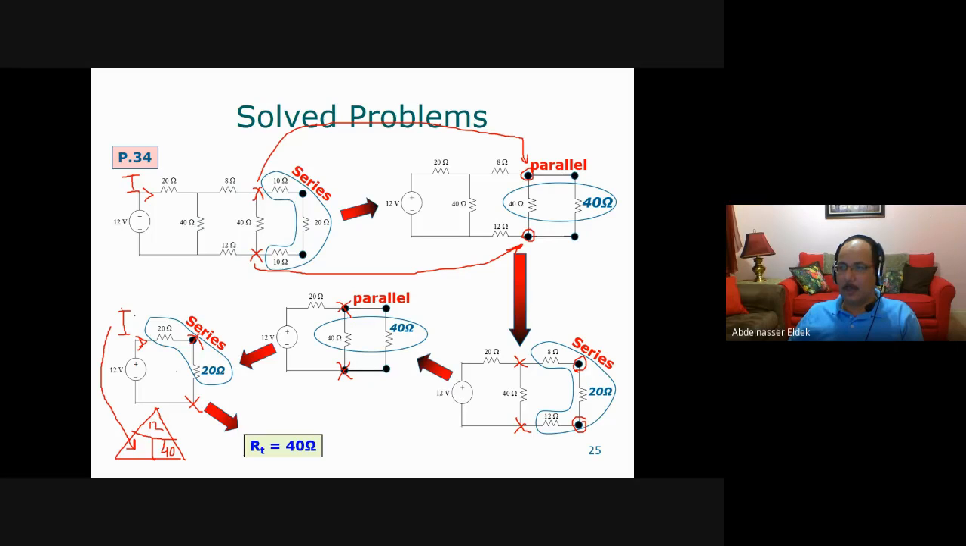This current equals 0.3 ampere. How did I know the current again? I simplified the whole circuit to make it only one resistor. So now I will have this circuit here. The circuit is just 12 volt and one resistor. Okay, so this 12 volt and the total resistance is 40. So it is very easy to calculate the current now. What's the current? 12 divided by 40.